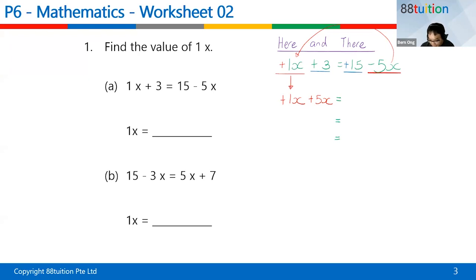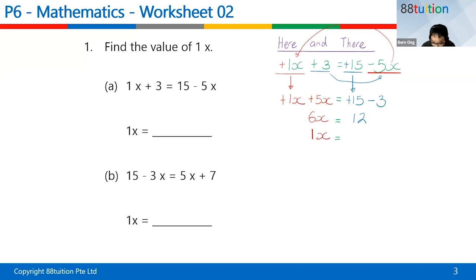So the minus will actually become a plus sign. Who is left behind? Can you see that 15 is left behind? Right, so 15 is here. So you are supposed to gather all the numbers to the other side. If you push the plus 3 across the equal sign, it becomes a minus 3. Something will change. And you work downwards. 15 minus 3 will give you a 12. 1x plus 5x will give you a 6x.